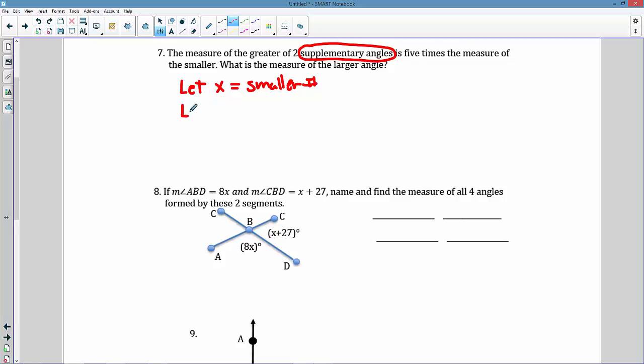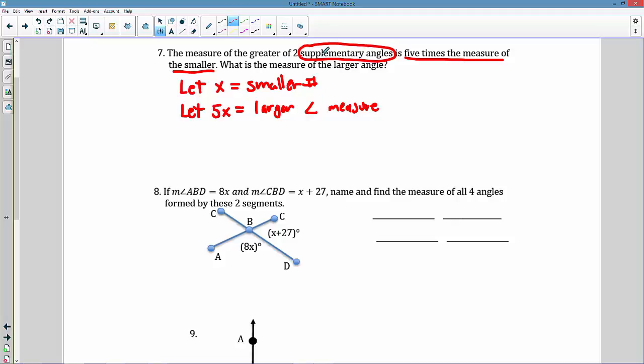Okay, and let the other one be what? 5 times the measure of the smaller. It's 5 times bigger than the smaller. Well, that's what 5x means. 5 times x, 5 times bigger. Okay, smaller angle measure, if you want to be fancy, and same thing here, right?